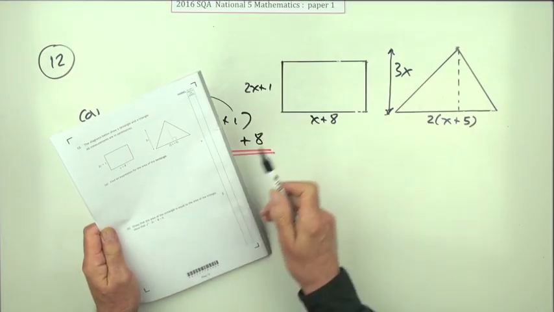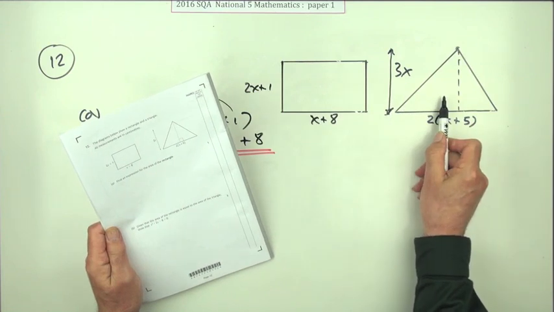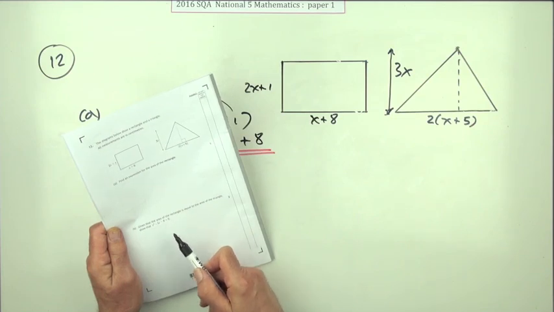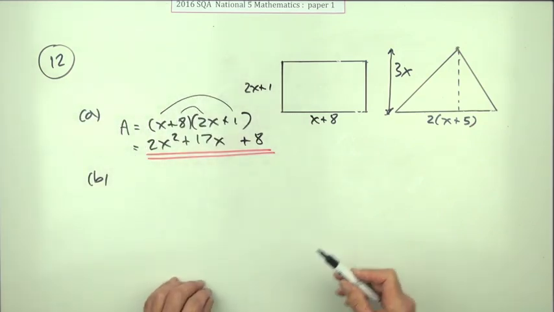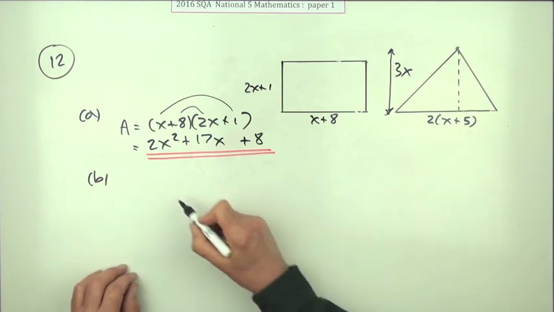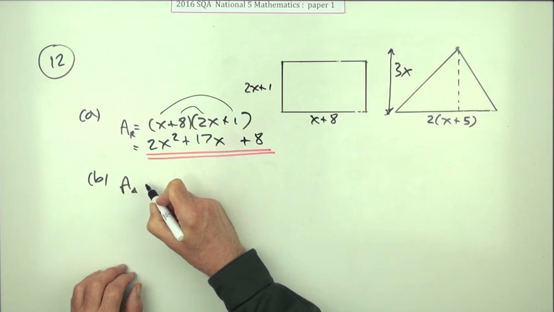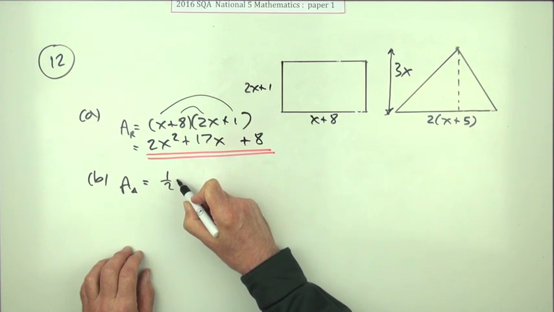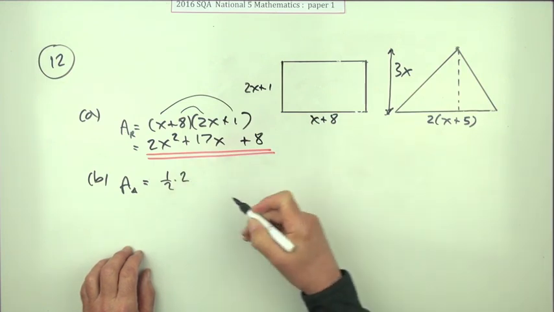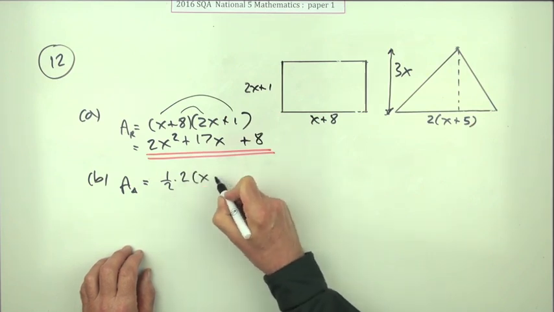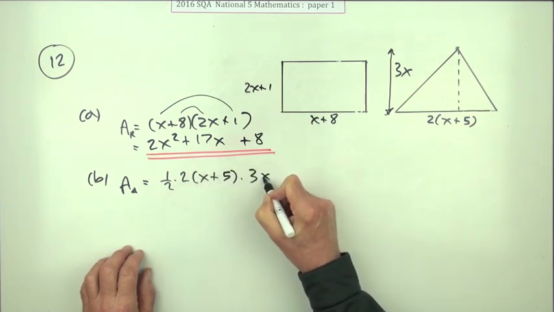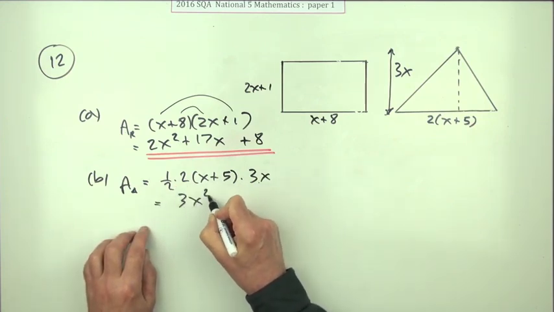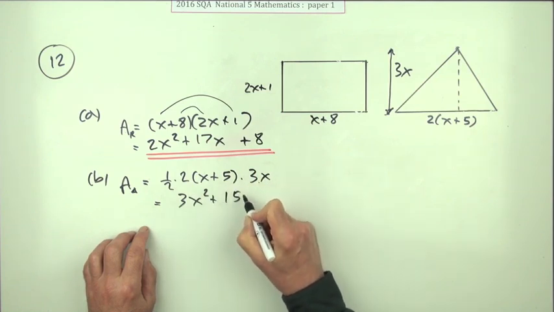Now part B, given that the area of the rectangle is equal to the area of the triangle, show that you end up with this equation, x squared minus 2x minus 8 equals 0. We'll need an expression for the area of the triangle then. Area of the triangle is a half base times height, so it's a half of 2. It's very handy because that's immediately halvable. x plus 5 times the height, which is 3x. So they cancel out and it's just 3x times this. So it's 3x times x, which is 3x squared, and 3x times 5, which is plus 15x.